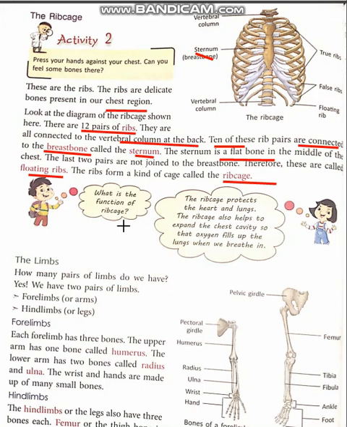Now, what is the function of the rib cage? The rib cage protects our heart and lungs, and also helps to expand the chest cavity when we breathe. Okay, so these are the functions of the rib cage. Read it carefully. The next topic is limbs. Again, this is part of the skeleton system.